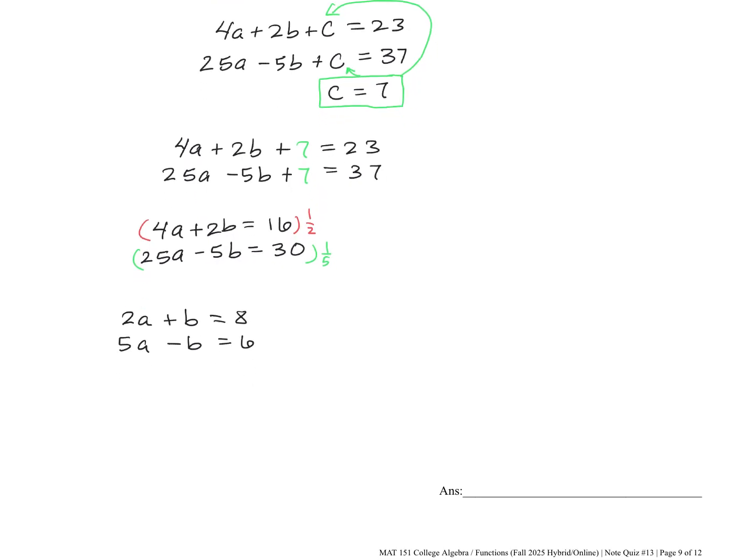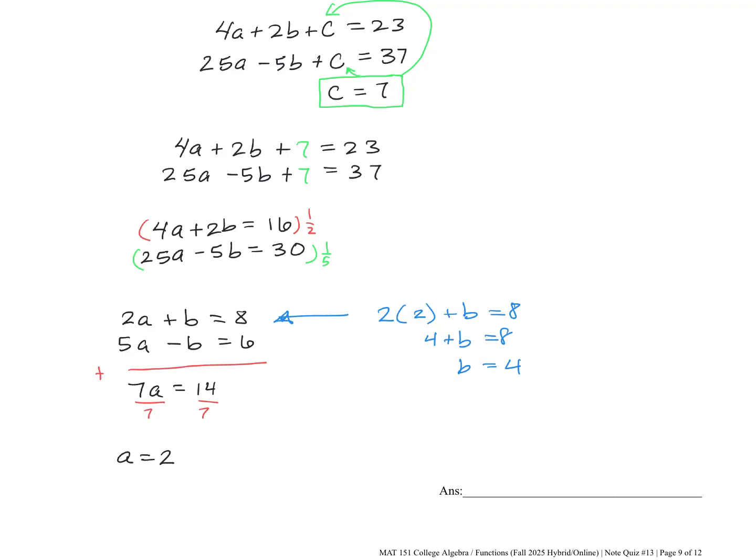I can then just add these up and get 7a equals 14. Divide both sides by 7, and I get a equals 2. I now have my a number and my c number. I just need my b number. I can go back to any of these that I want. I'm going to pick this one because it's definitely the friendliest. So I know that 2 times a, which is 2, plus my unknown b is equal to 8. So that's just 4 plus b equals 8. So b is just 4.